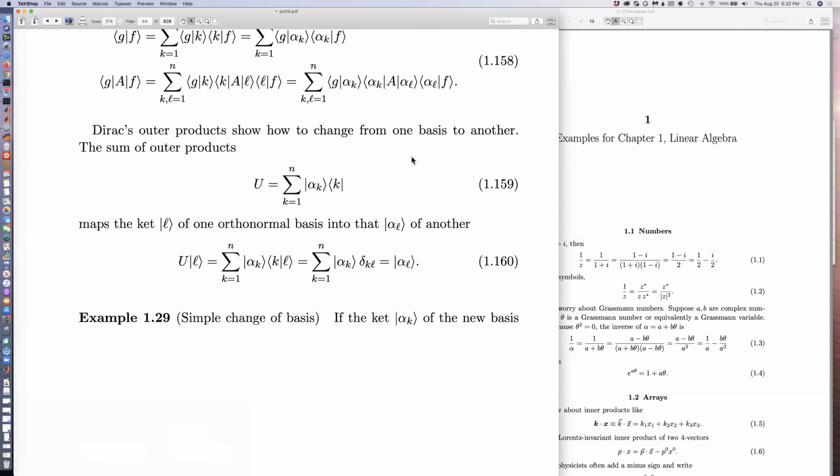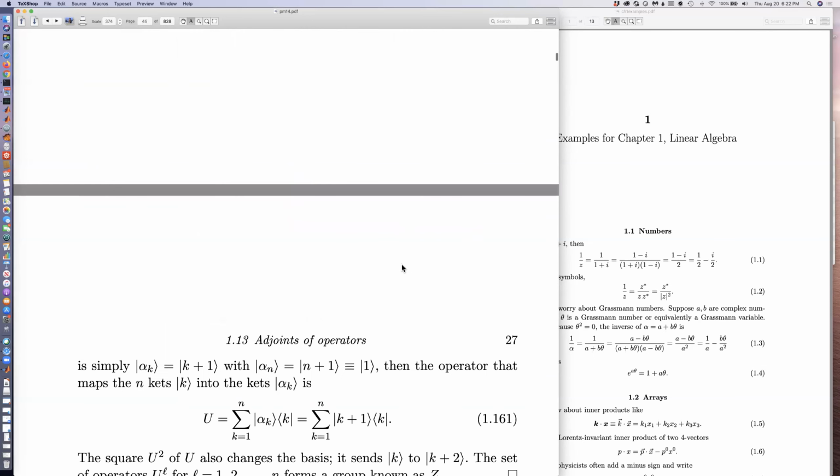Outer products also show how to change from one basis to another. For example, the sum of outer products maps the kets of one basis into the alpha kets of the other. So take this U in this form and act on it with a ket L of one basis. This is orthonormal, so this gives us delta KL, and this gives us alpha L. So U on L gives us alpha L. That just changes us from one basis to another.